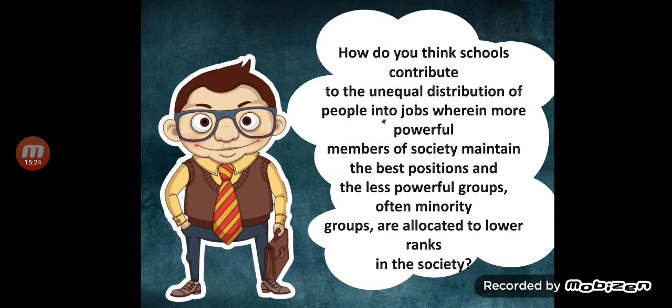Now, there is a question that I'm going to ask you that you're about to answer as a sort of activity. How do you think schools contribute to the unequal distribution of people into jobs wherein more powerful members of society maintain the best positions and the less powerful groups, often minority groups, are allocated to lower ranks in the society? Think about it and reflect.